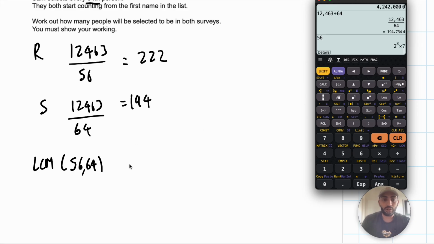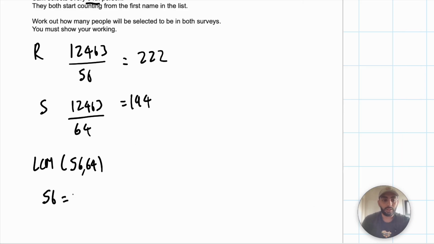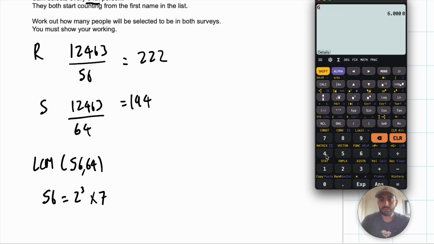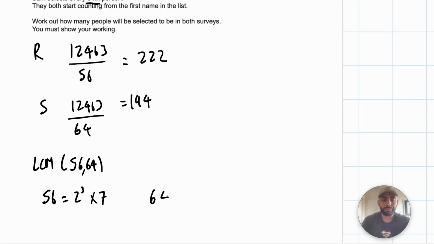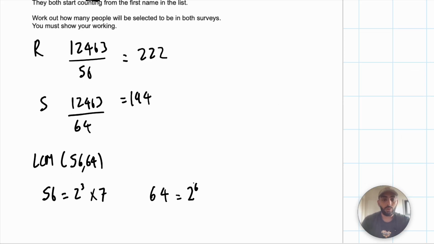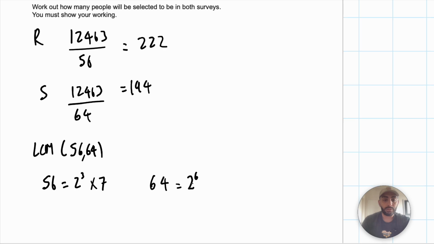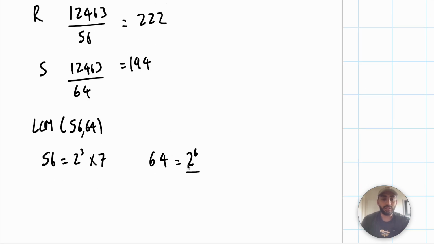So that is 2 to the power of 3 multiplied by 7. And I can do the same thing with 64. So 64 is equal to shift fact 2 to the power of 6. Now all I need to do is find the lowest common multiple. To find the lowest common multiple, I need to find the highest power of each unique factor. So from the 2's, the highest power is 6.